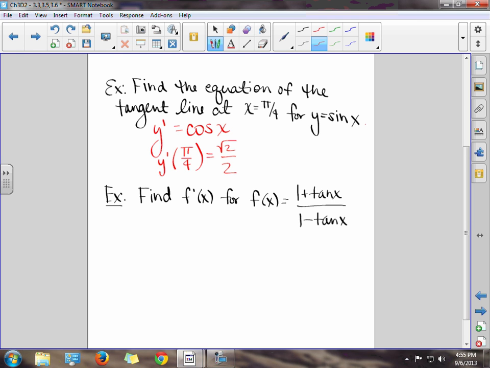So this is going to be the slope of my tangent line, right? And now I want to find my original point. I know at x it's pi over 4, but I need the y value so I can write my equation. And this is just going to be sine of pi over 4, which is just root 2 over 2 also.